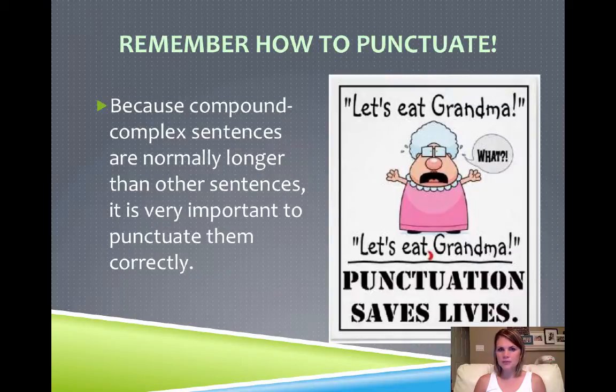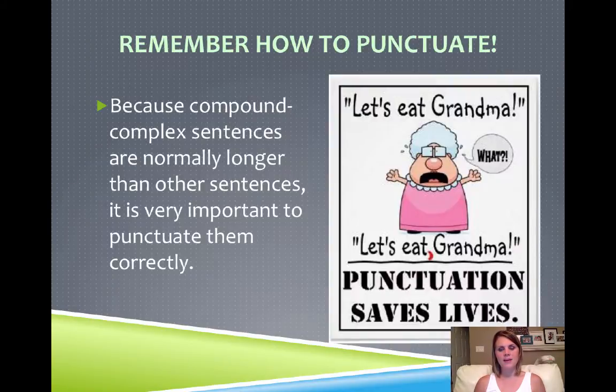Now the grandma poster, I don't know if you've seen that before or not. It's been circulating around on social media quite a bit, so you probably have. This is not an example of a compound complex sentence, but it is an example about how punctuation really is important. So it says, "Let's eat Grandma." And then she's like, what?